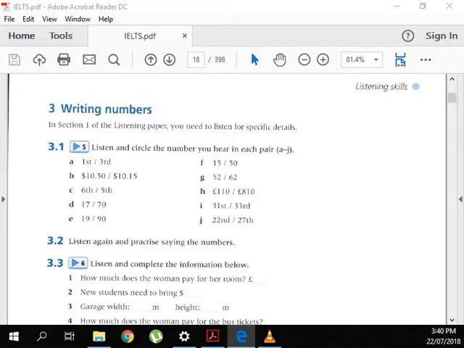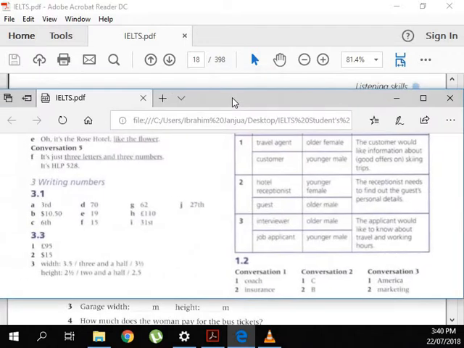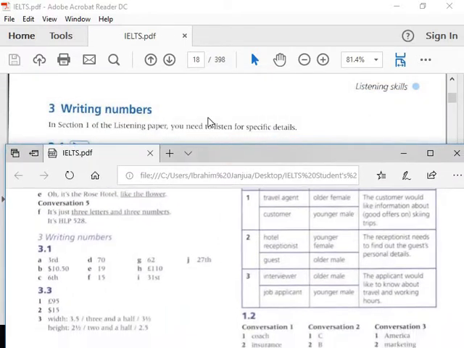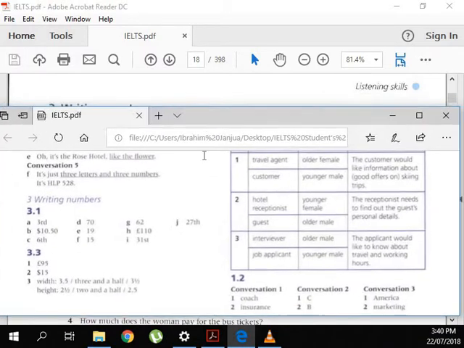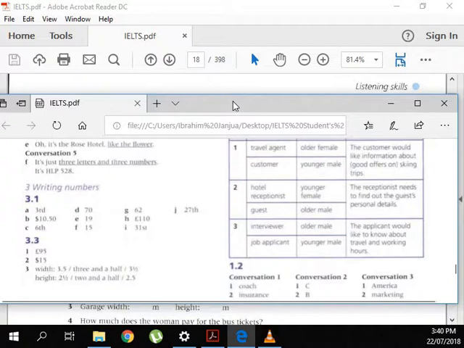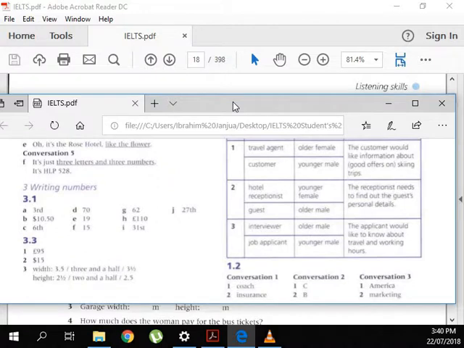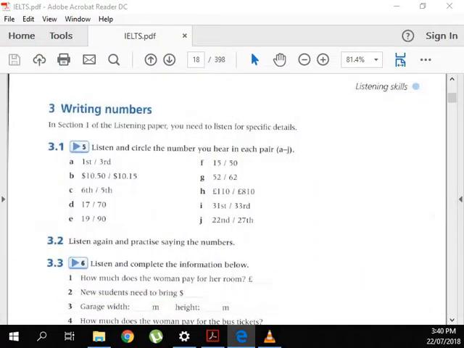So if you want to compare your answers, you can look it over here. Oh no, it's 27th. You can compare. This is a short display of the answers, so you can compare if it's okay or not, and you can reverse the video and listen to it again if you want to correct it. Okay, let's continue right now.